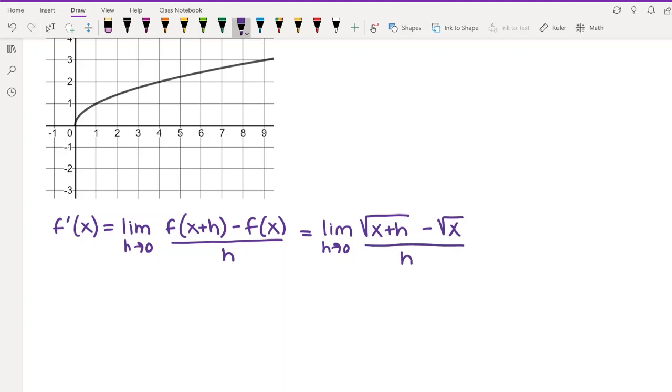So what method are we going to use in this case? Well, this is going to be a multiply by the conjugate example. What is the conjugate in this case? We just want to take this negative sign and flip it to positive. So we're going to end up with the square root of x plus h plus the square root of x. And then same thing in the denominator.